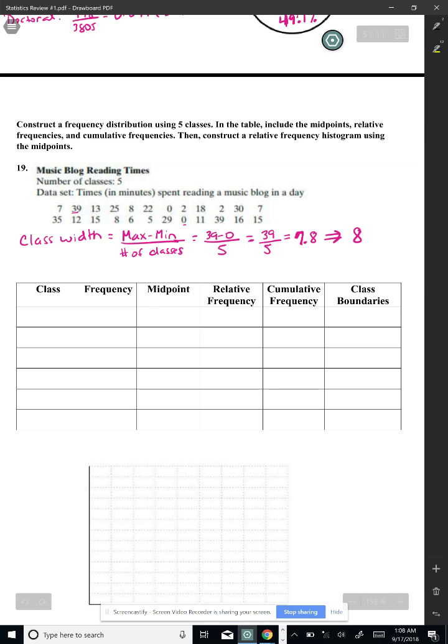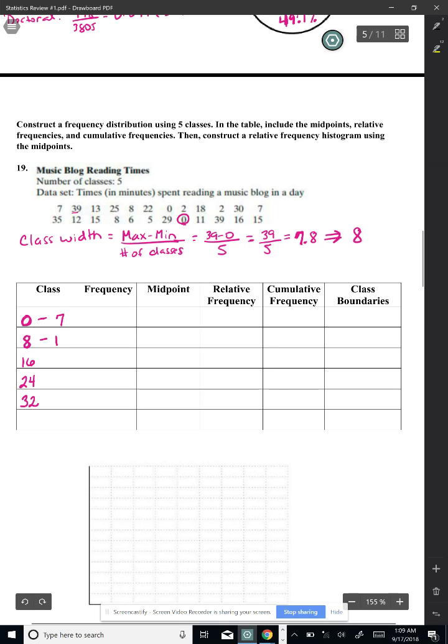So the way you create your classes, start with the minimum number, and then you're going to go down and you're adding 8 to get the beginning of the next class. That 8 is not going to be the end of the first class or the upper limit of the first class. It's going to be the lower limit of the next class. So you're adding 8 here. So add 8 each time until you have your 5 classes. And then the upper limit has to be 1 less than the start of the next class. So since this is 8, this would have to go up to 7.